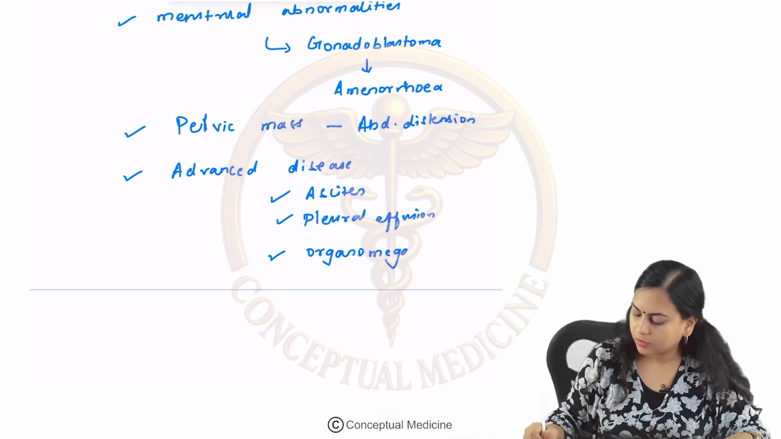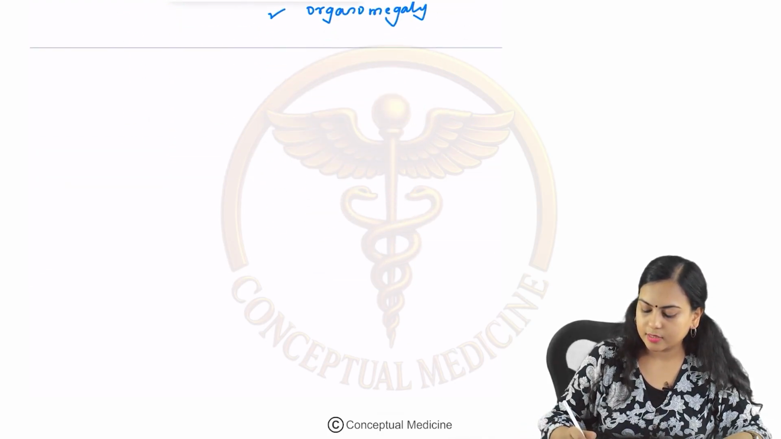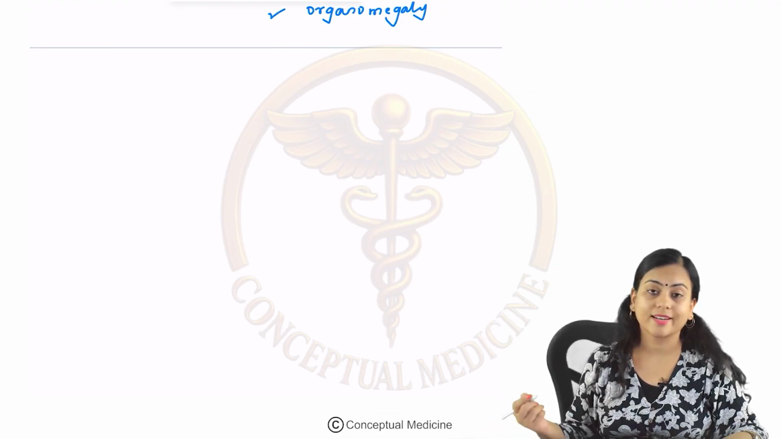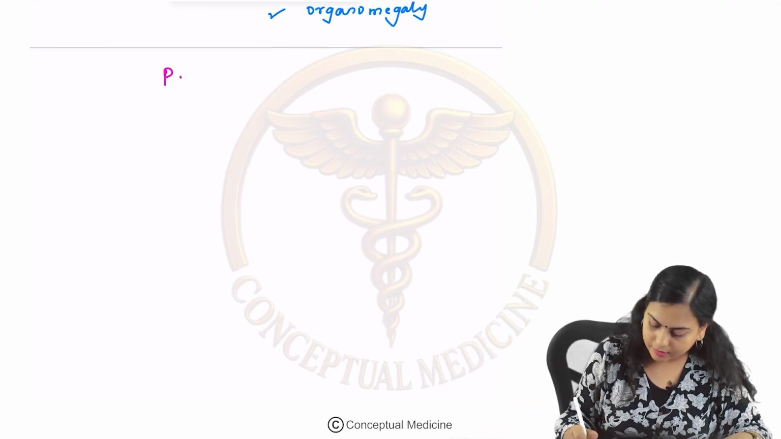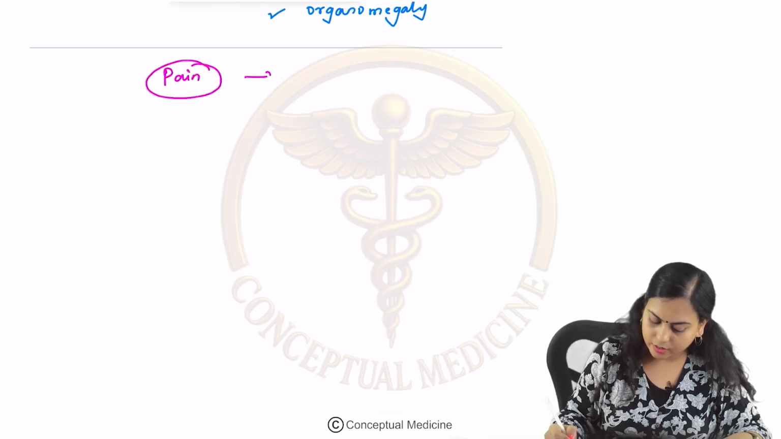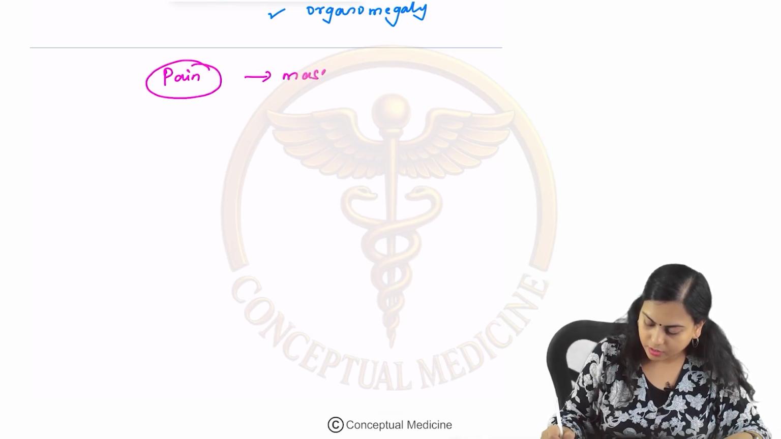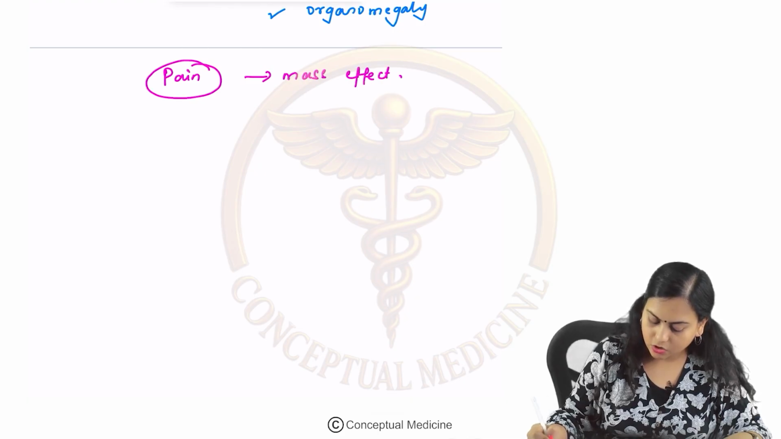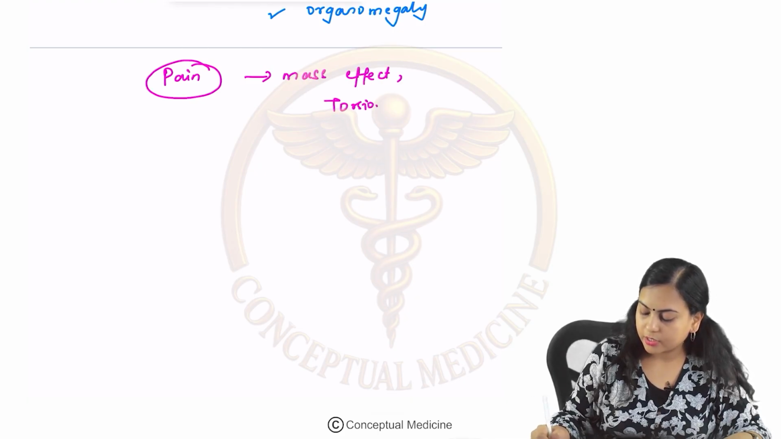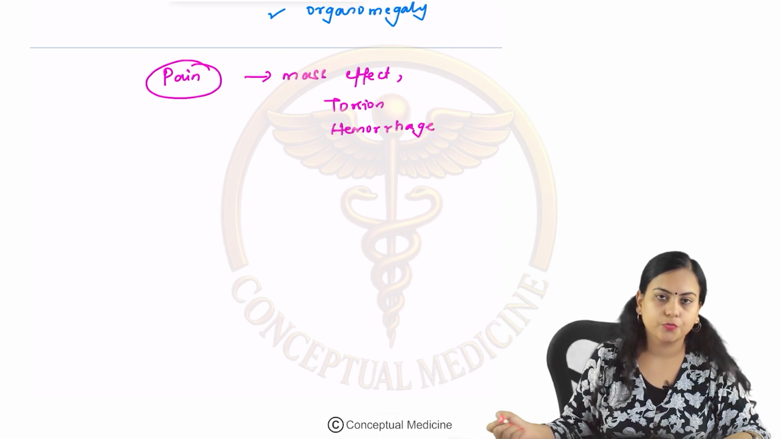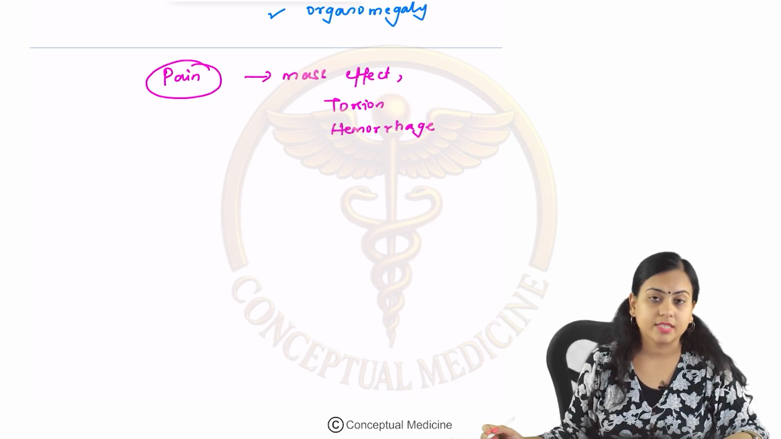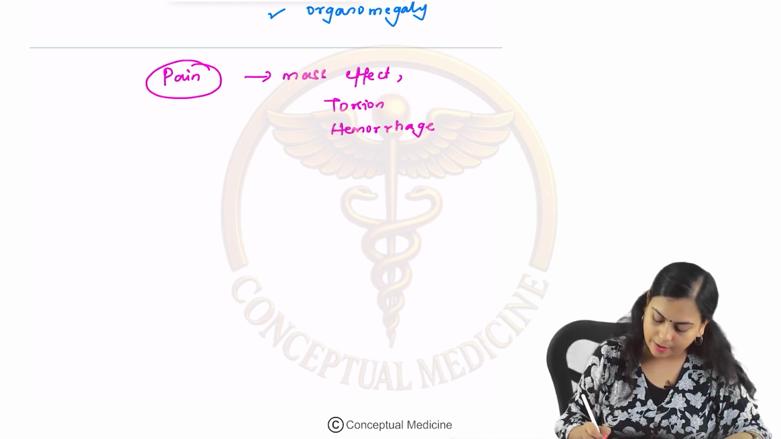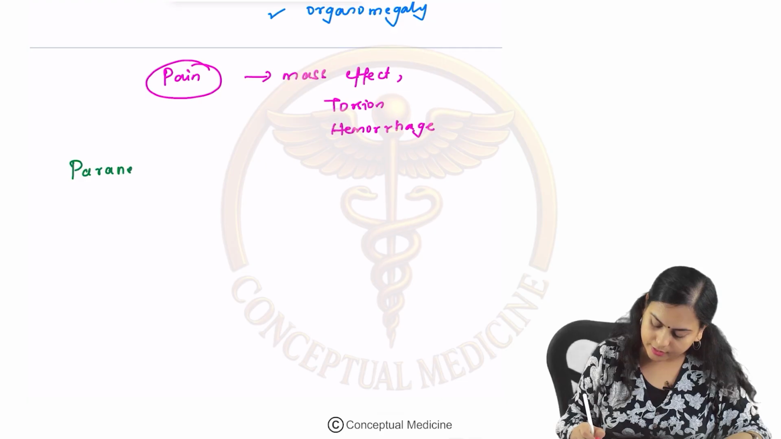Then, in advanced stage of the disease, there can be ascites or pleural effusion or even organomegaly. Okay, and since these are ovarian tumors, there can be a pedicle also, and pain can be acute due to the mass effect or torsion or even due to hemorrhage. Okay. Apart from this, one important presentation you have to remember is paraneoplastic syndromes.